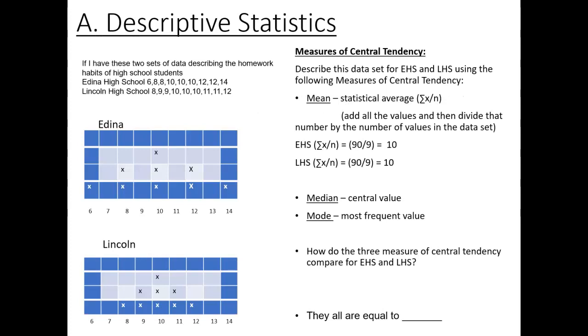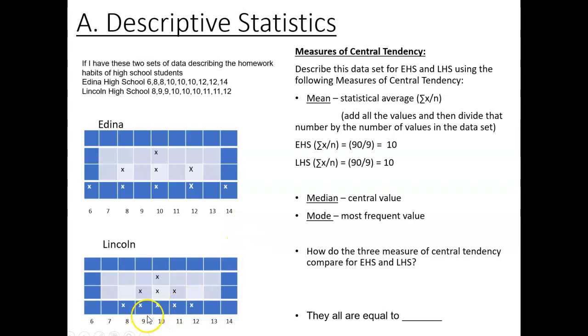These are used anytime we're merely trying to describe a data set. So I have two data sets here as an example. They're fictional, but let's say that I have done a survey and I am wanting to describe the number of hours that students at Edina and students at Lincoln do homework each week. And I make a histogram, which looks like this, and these are my data set points, number of hours per week. So we see that Edina, we have 1 6, 2 8s, 3 10s, 2 12s, and 1 14.